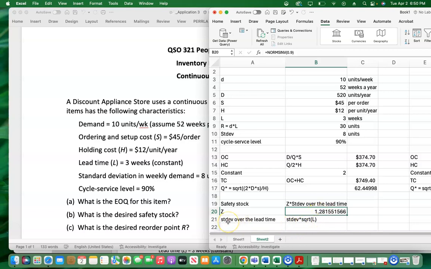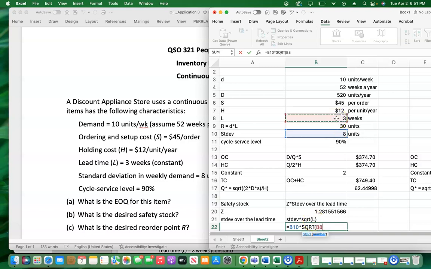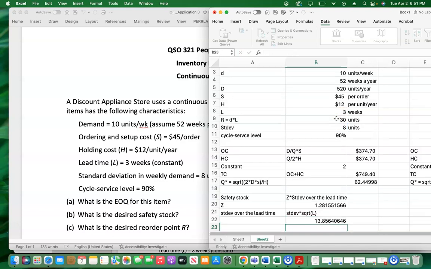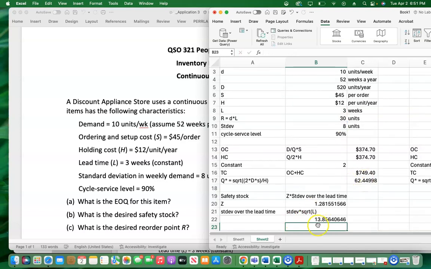Now let's find the standard deviation over the lead time. In this case, you're going to put an equal sign and use the standard deviation which is given, and we have 8 units, times the square root of the lead time. So type SQRT, select this, and then we're going to put the lead time, and that is 3, and then you can close the bracket and enter. So we have this value, which is the standard deviation over the lead time.